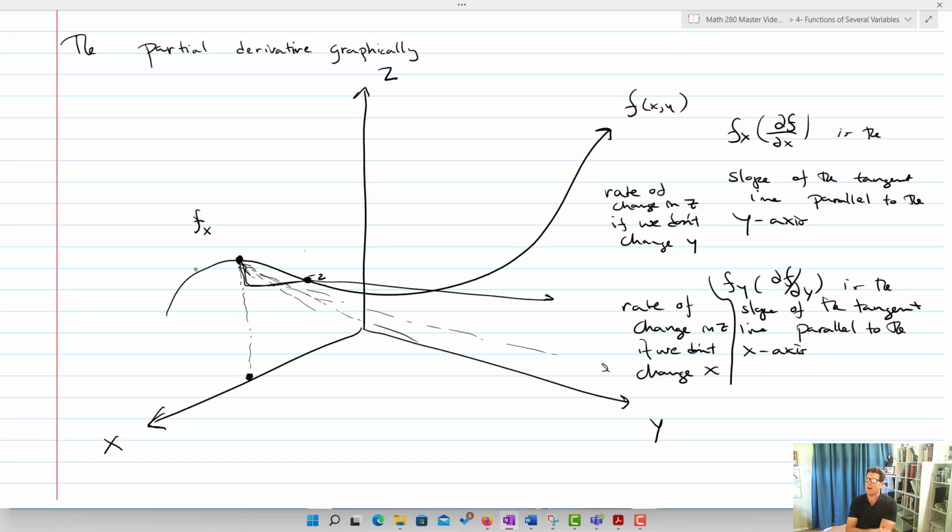Basically, they're the pieces of that overall derivative. If we broke the derivative up into two parts, our x part and our y part, fx is the rate of change with respect to x, and fy is the rate of change with respect to y. Kind of a tricky idea. You'll probably have to sit down and think about it a little bit.